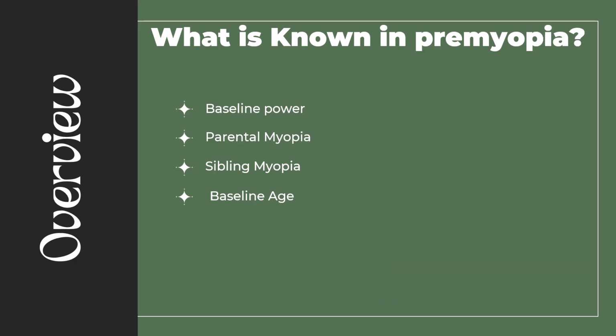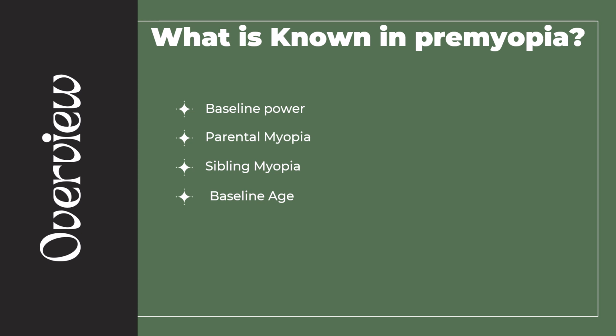So what is currently known in premyopia? We know that it is the baseline power which is very important. Apart from that, the second risk factor is parental myopia. Now, sibling myopia is also a risk factor. Not many people agree to it, but sibling myopia is definitely one of the important risk factors. But parental myopia is a more important risk factor compared to sibling myopia, and with both parents not being myopic, sibling myopia is not truly a big risk factor.